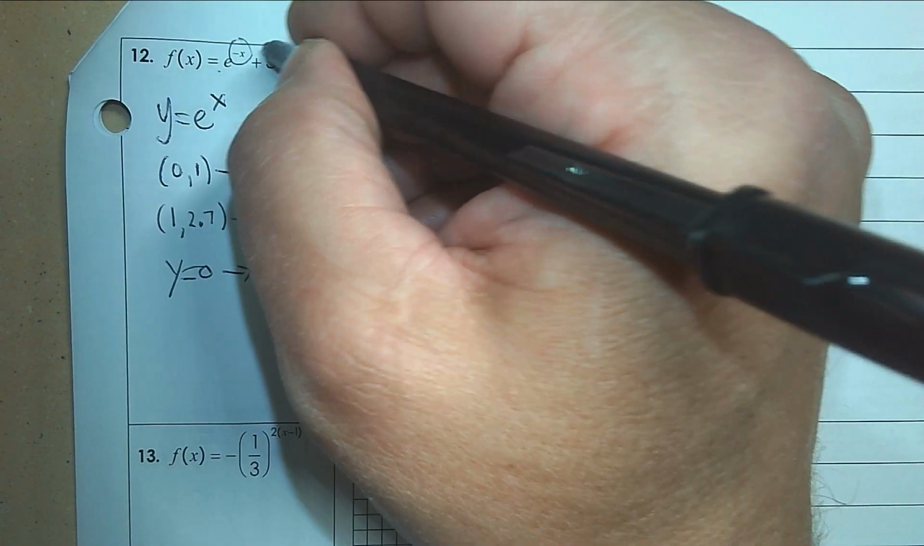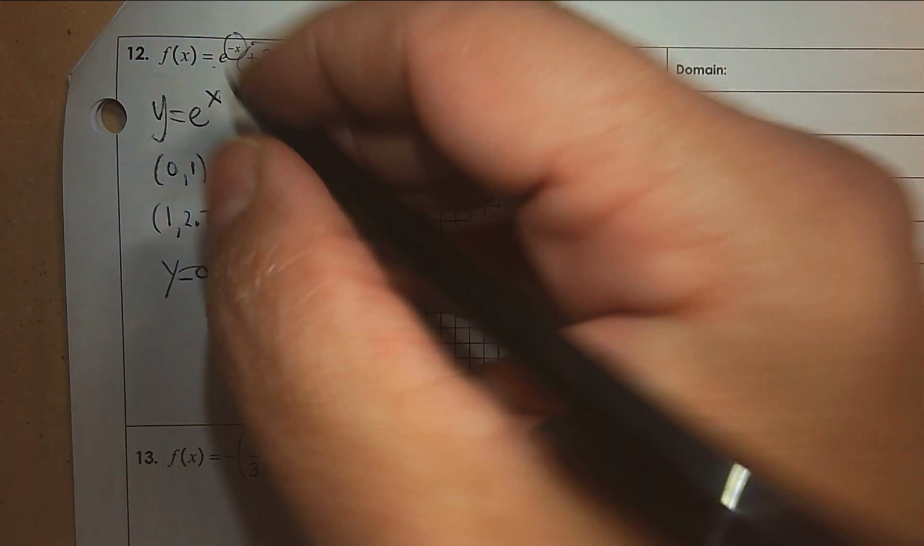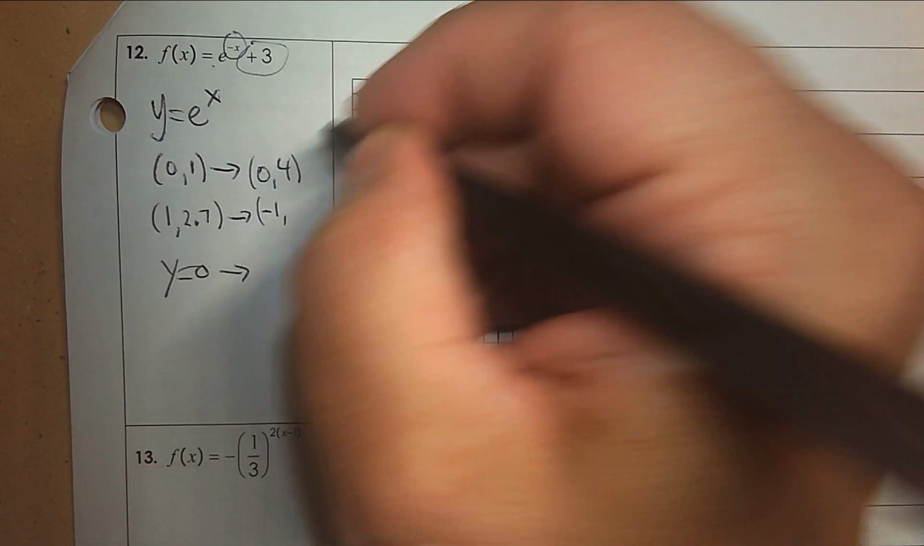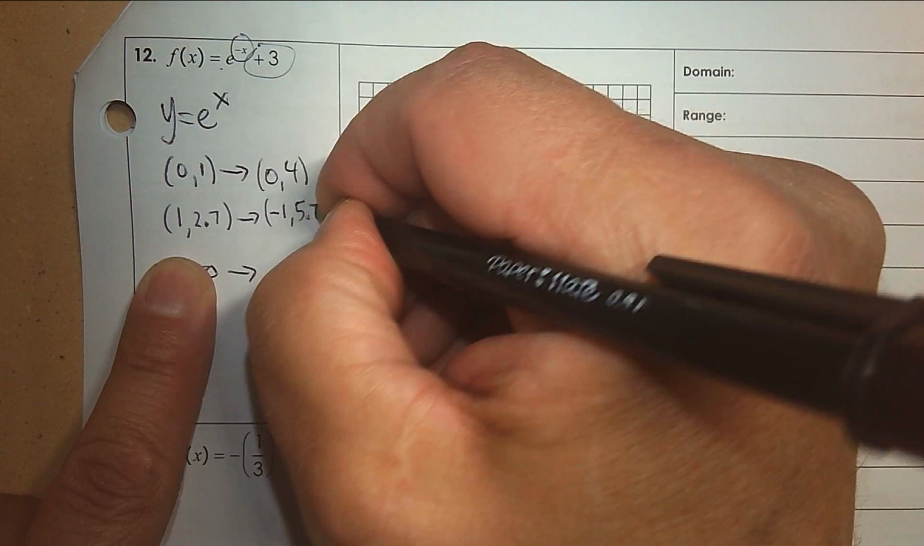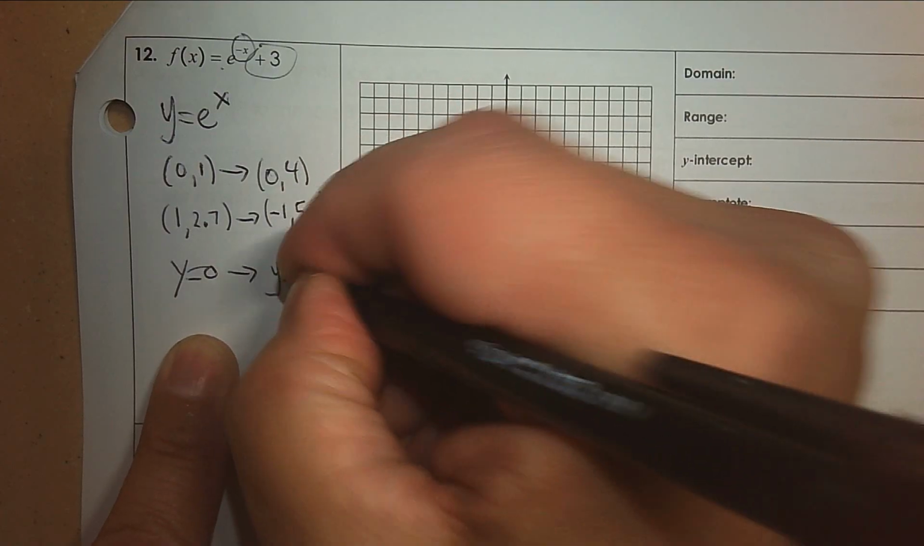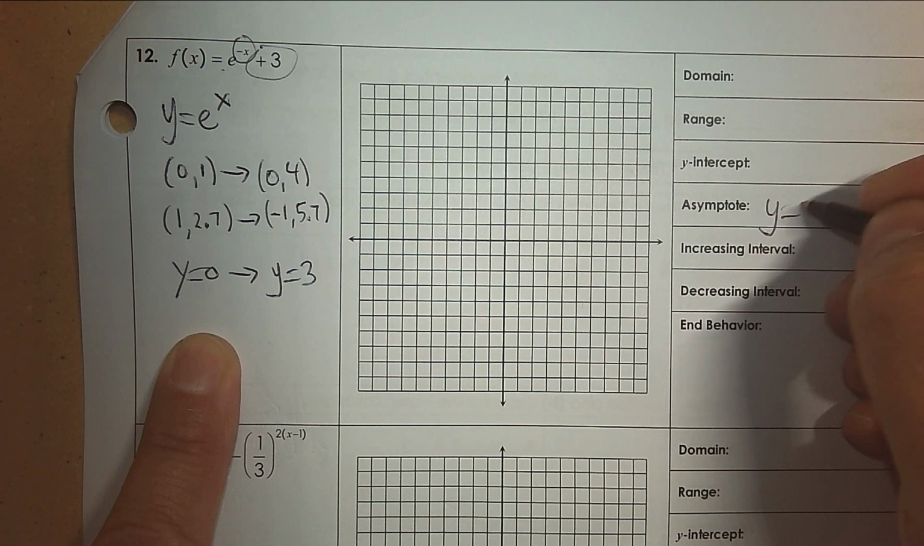How about the y? Anything in front or behind? So that means you do what it says, you add 3. Now 2.7 plus 3 is like 5.7. And then the asymptote is moved up to 3. All right, let's graph this.